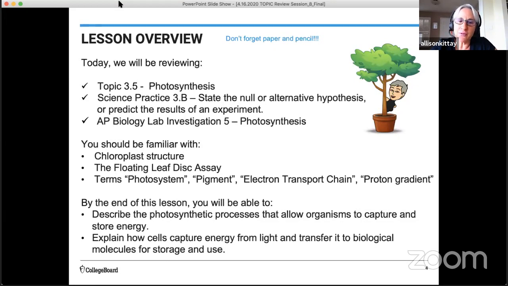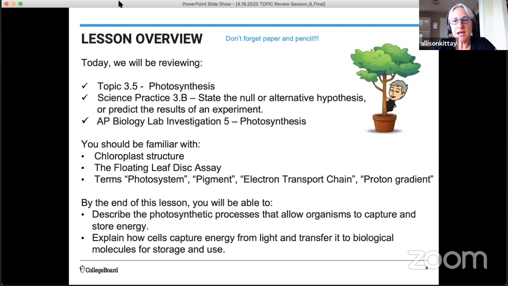Some things that you should be familiar with before we get rolling today are chloroplast structure, and hopefully you tuned in to our lesson on cell structure and function. If not, I'll review a little bit about chloroplast structure. You should also be familiar with the floating leaf disc assay. This is the experiment that we're going to do in Lab Investigation 5. And the terms photosystem, pigment, electron transport chain, and proton gradient.